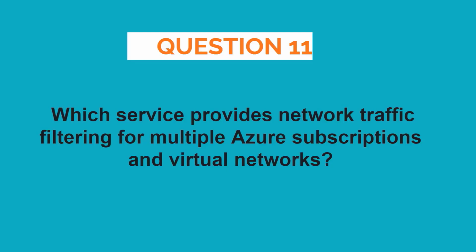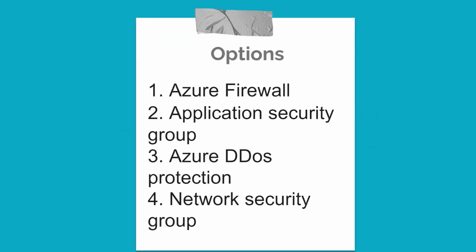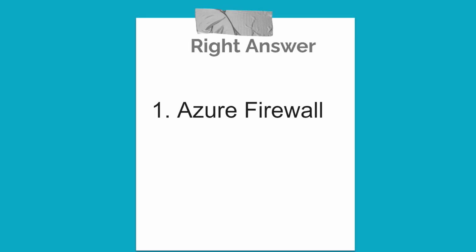Question 11. Which service provides network traffic filtering for multiple Azure subscriptions and virtual networks? Option 1. Azure Firewall. 2. Application Security Group. 3. Azure DDoS Protection. 4. Network Security Group. Right answer is 1.